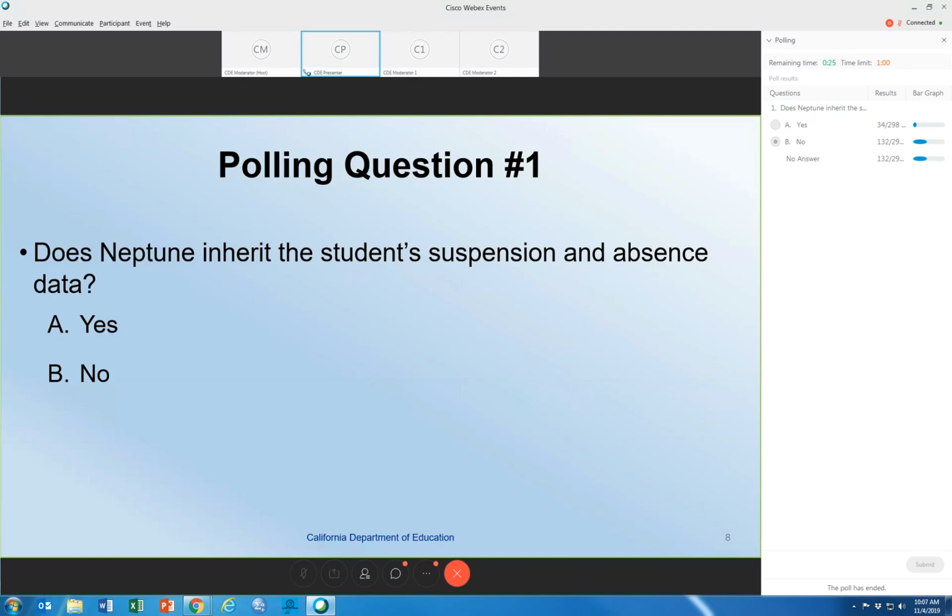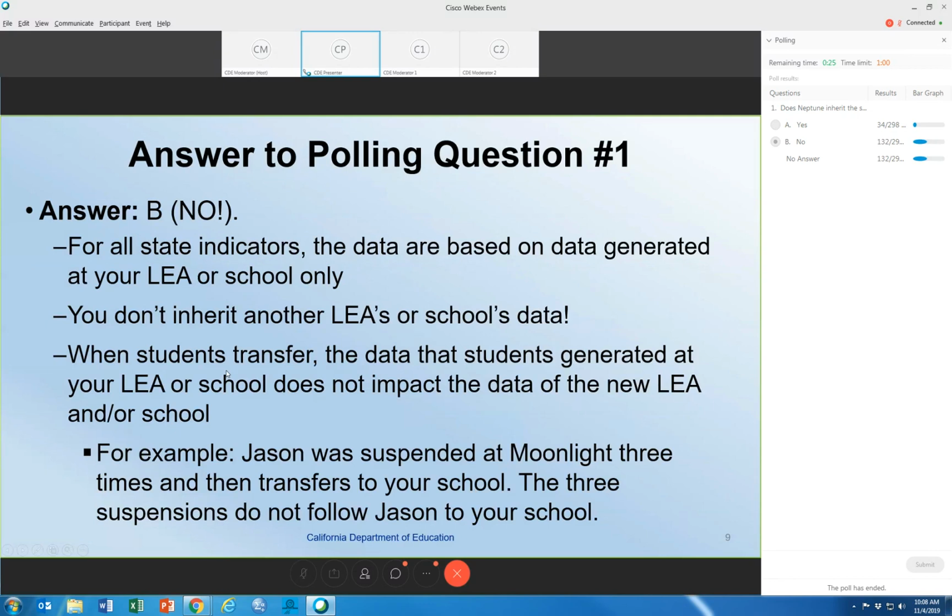And of course, the answer is no. Schools do not inherit someone else's data from another school. You only have the data from your school. That's really important because we've had a lot of people come up before the state board and say that that's an issue, and that's why their suspension data is so high.